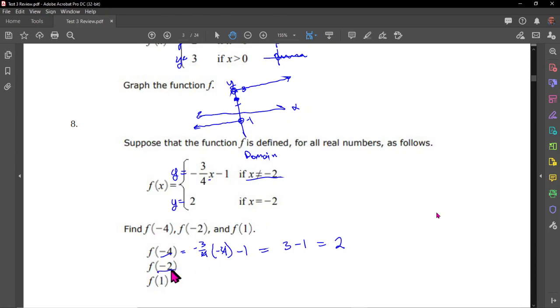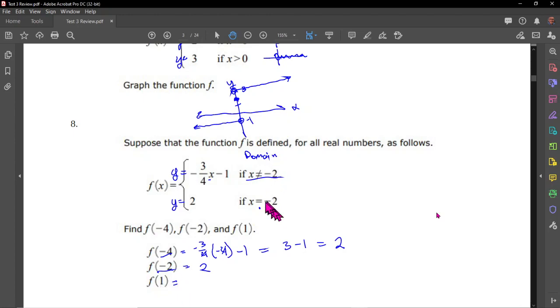Now, when x is -2, we don't come back up here. We don't plug in -2 for x because it's not in this domain. It's in the second domain, and we're just told that y equals 2. There's no x to plug in. It just is our +2. y is equal to +2. That's our answer there.